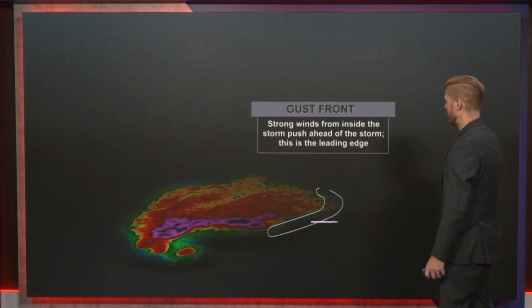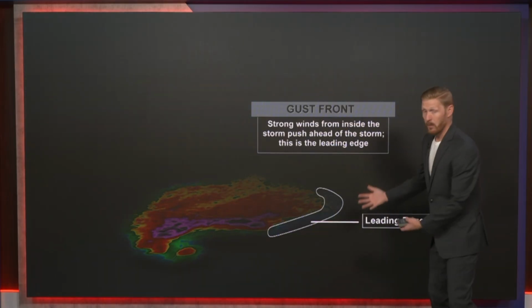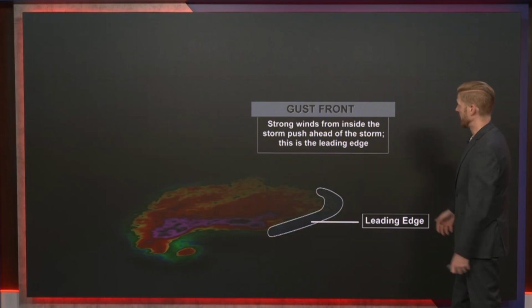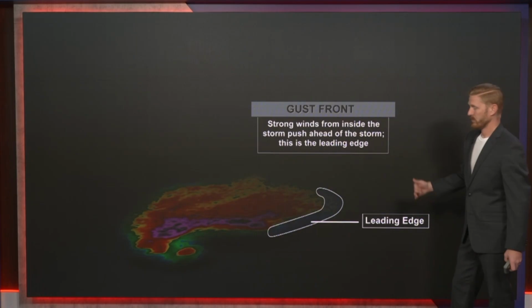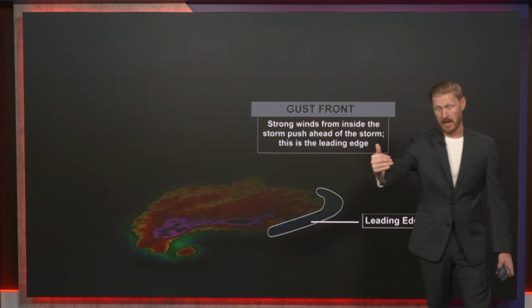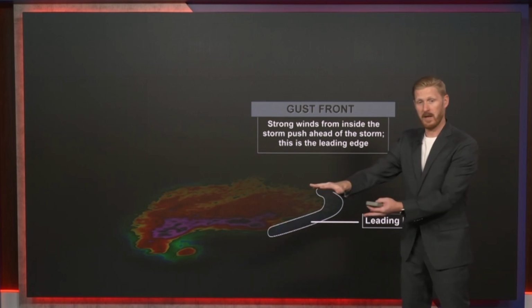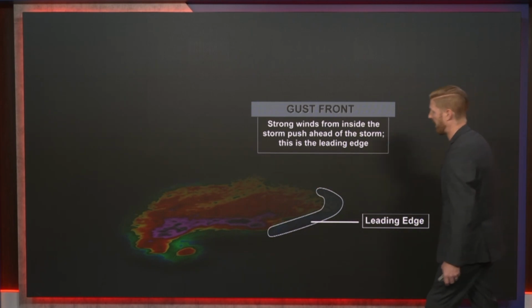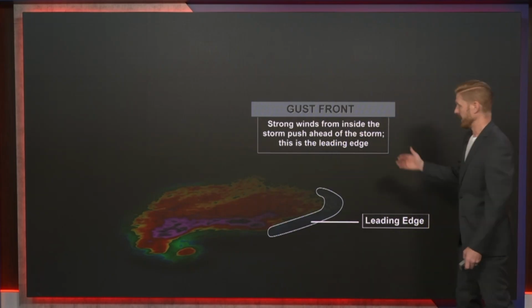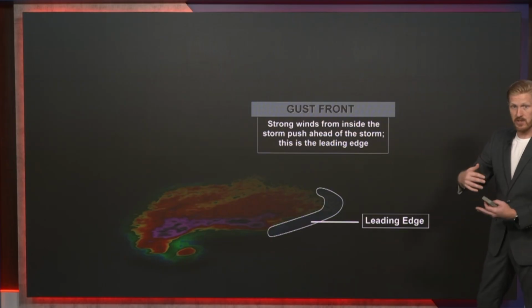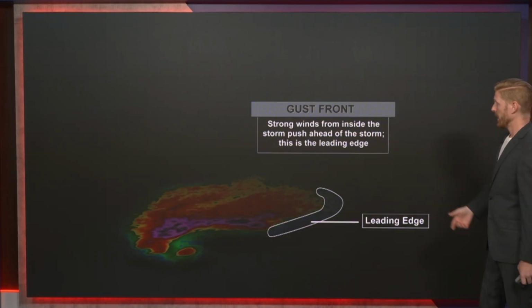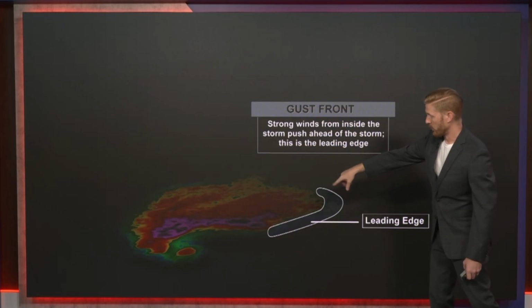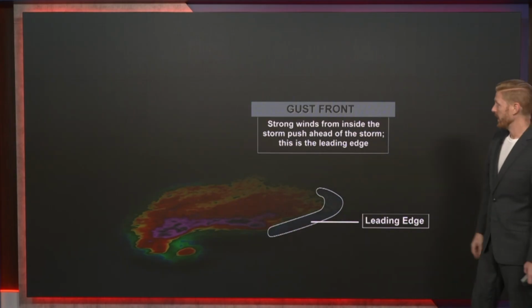So now let's talk about the gust front, because this can also be damaging as it's moving to the east. Those strong winds from inside the storm push ahead of the storm. That is where you'll see winds all of a sudden as the shelf cloud moves through. You'll see the winds pick up right after that shelf cloud moves through. That is the gust front. And then on the back side of it is where you start seeing the rotation, where you have the inflow and outflow. And that is where you start seeing that tornado or debris ball start to form in radar.